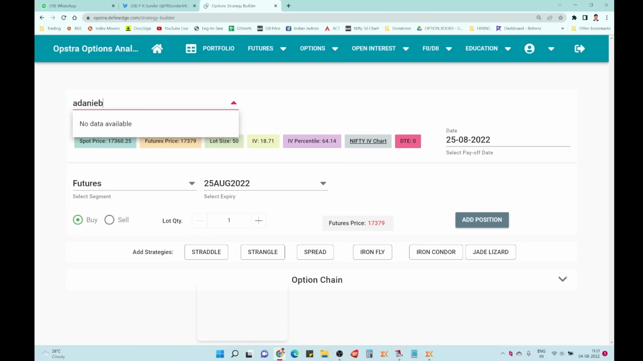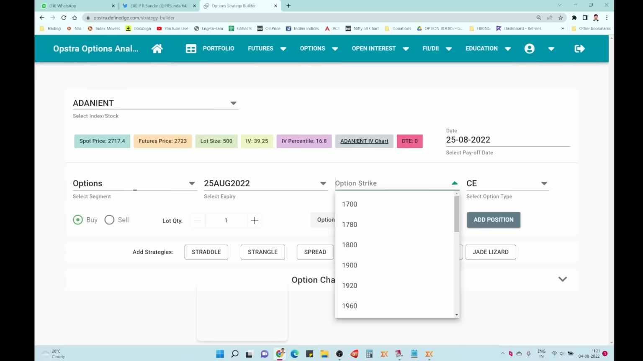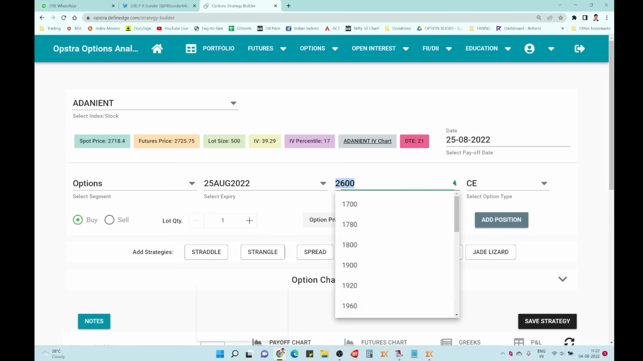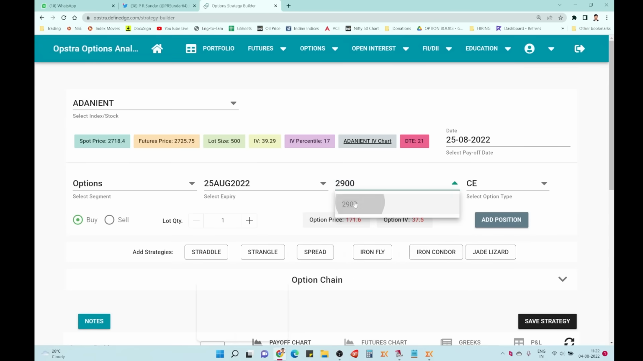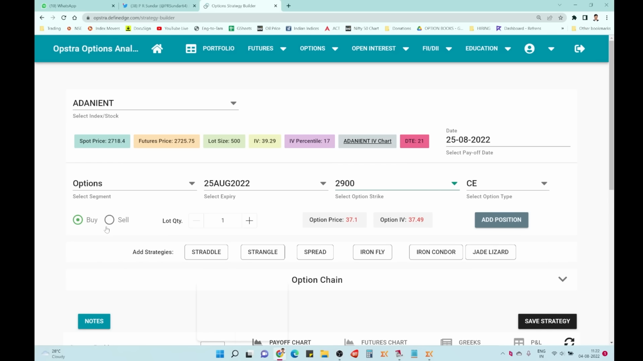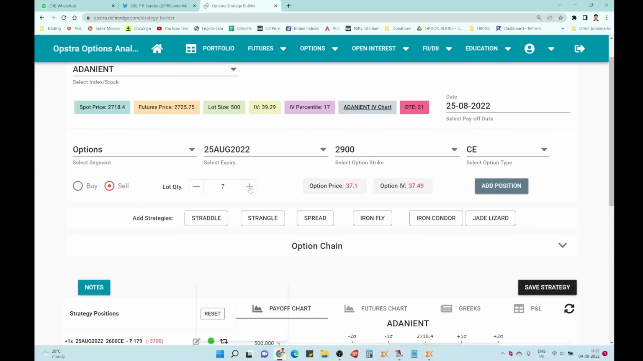Adani Enterprise options, 32,000, 2,600, buy for 179. Each 2,900 call option, 2,000 we did. 2,900 call, 2,000 we sold. I think the lot size is 500. 8 lots.